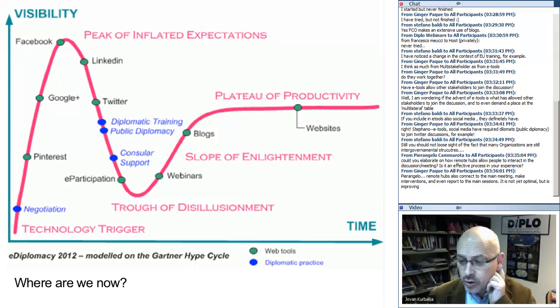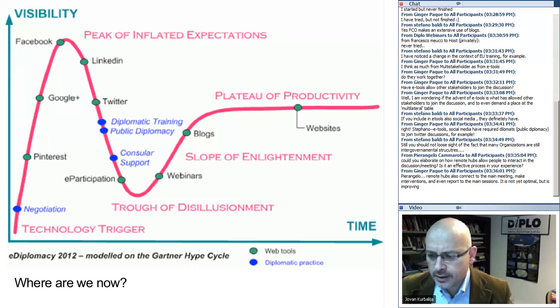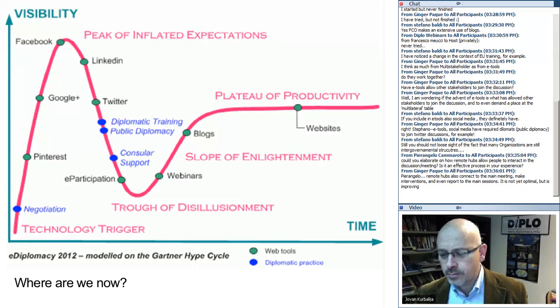Pierangelo, could you elaborate on how remote hubs allow people to interact in discussion meetings? Is it an effective process in your experience? Remote hubs also connect to the main meeting, make interventions, and even report to the main sessions. It is not yet optimal, but it is improving.